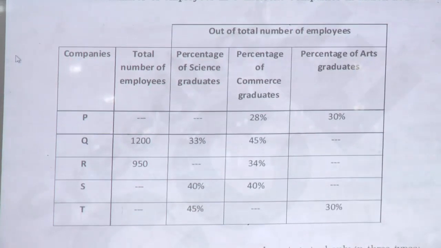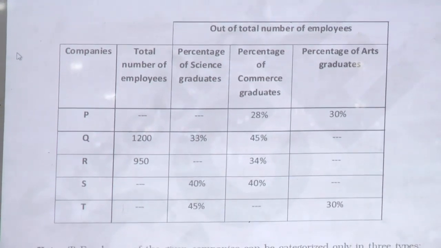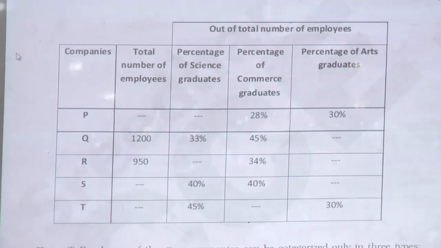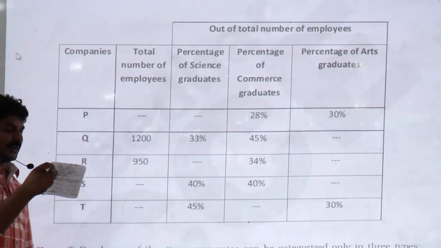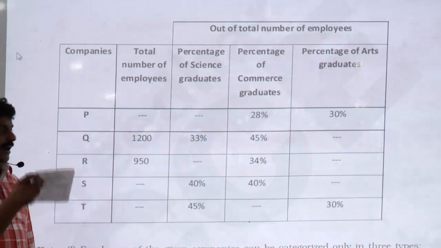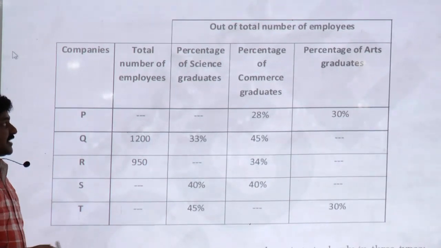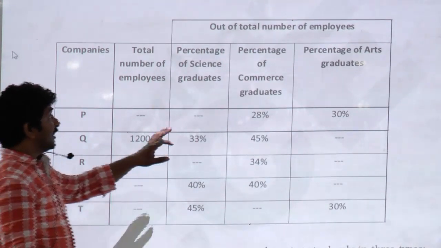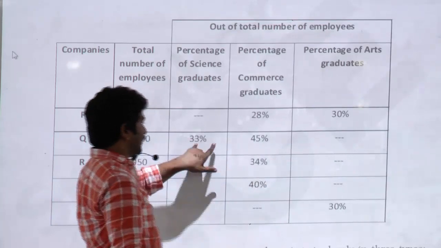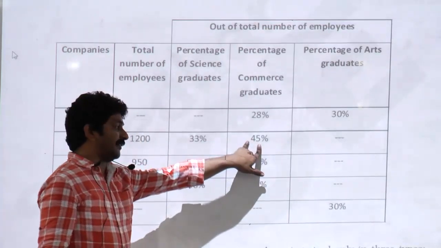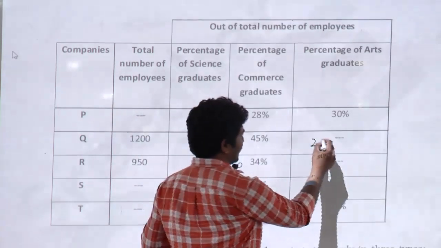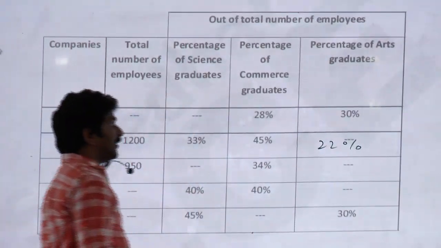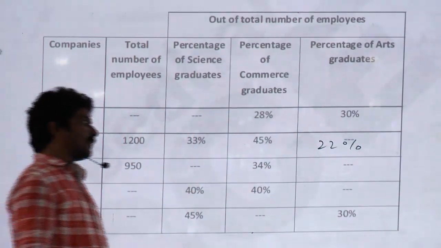What is the difference between number of commerce graduate employees and arts graduate employees in Q? Commerce and then arts, difference is asked. Here we have 33 and this is 45. Total it is 78. Remaining is 22%.